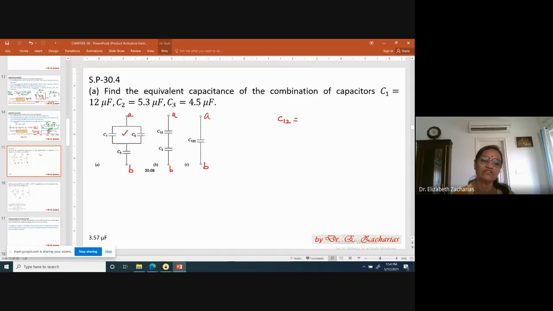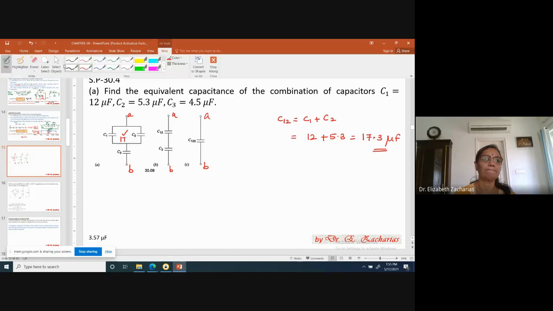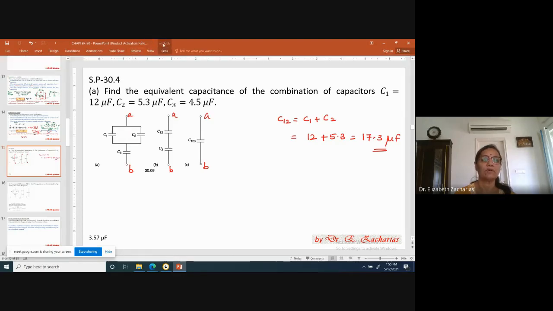C1 and C2 are in parallel. Therefore, C12 will be equal to C1 plus C2. C1 value is 12 microfarads and C2 is given as 5.3. Therefore, the sum is going to be 17.3 microfarad, the capacitance of this portion. Let me write it here. So this is 17.3 microfarad.